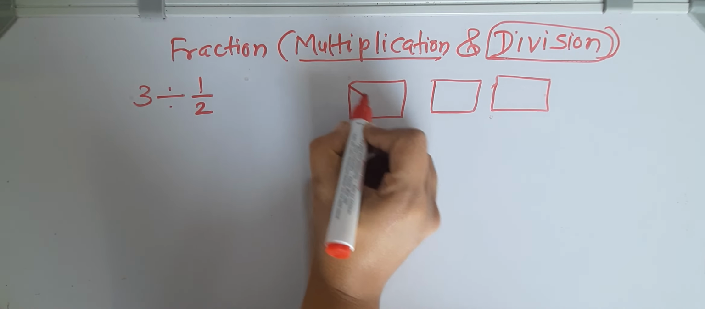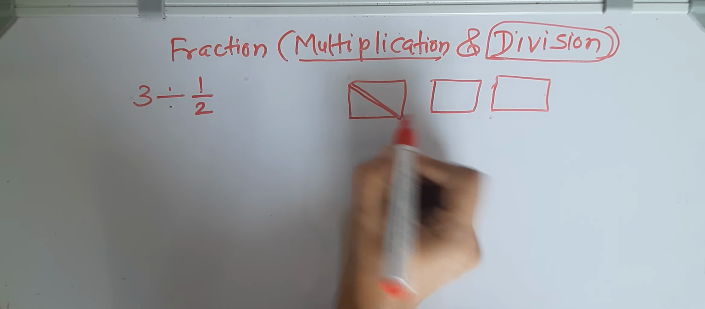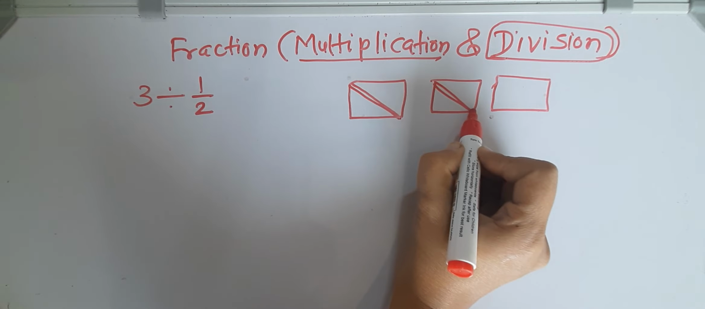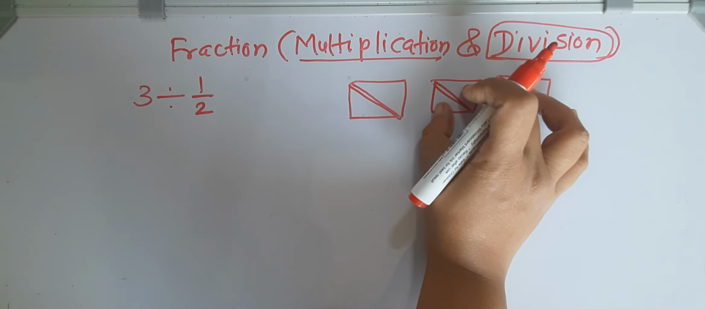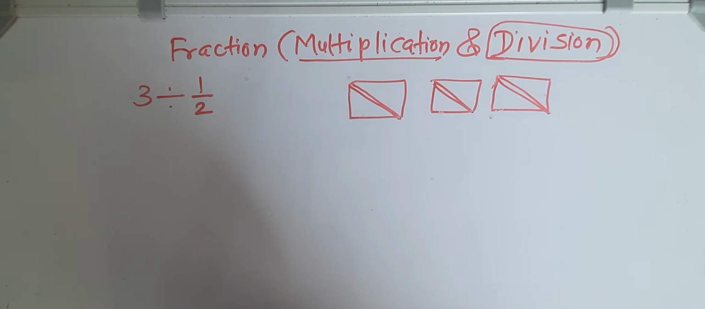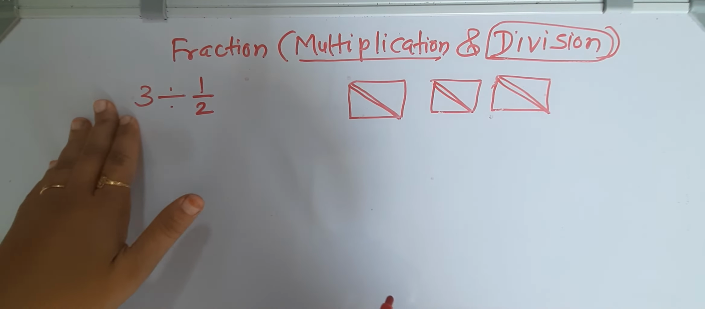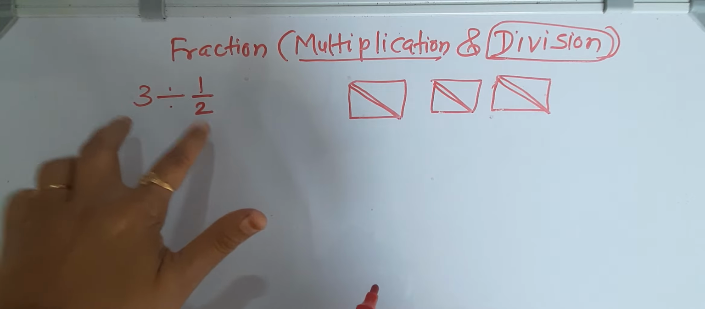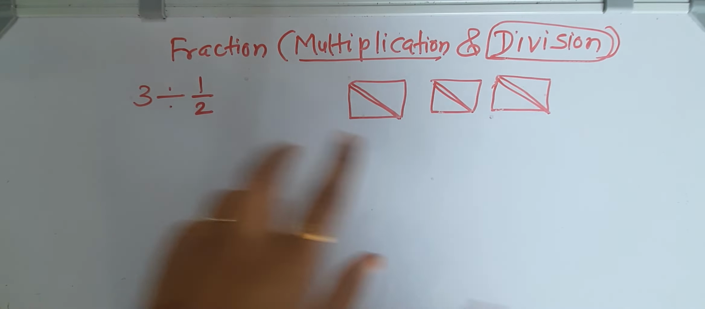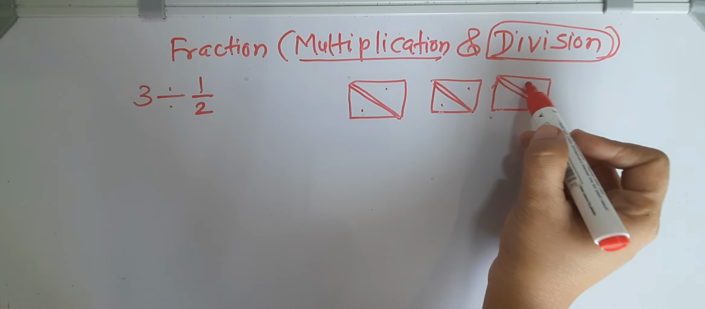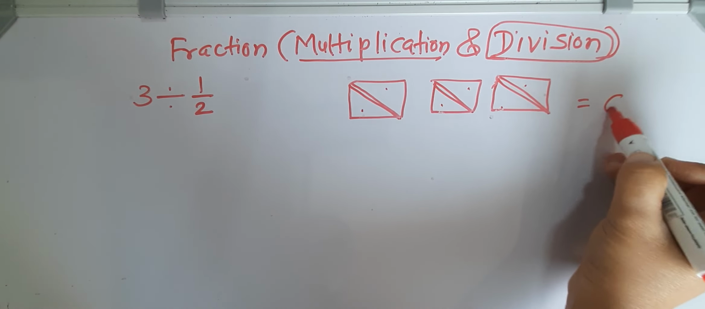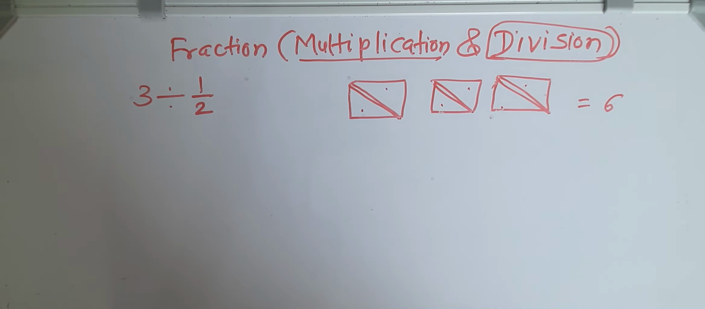We have to divide this 3 into 1 by 2. So I'll divide this into 2 pieces, 1 by 2, 1 by 2. This into 2 pieces, this into 2 pieces, half, half. This half, this half, this half. So how many halves are there? We have to divide 3 into 1 by 2. We have to find out the halves of 3, right? How many halves of 3 are there now? 1, 2, 3, 4, 5, 6. Total, 6 halves are there.